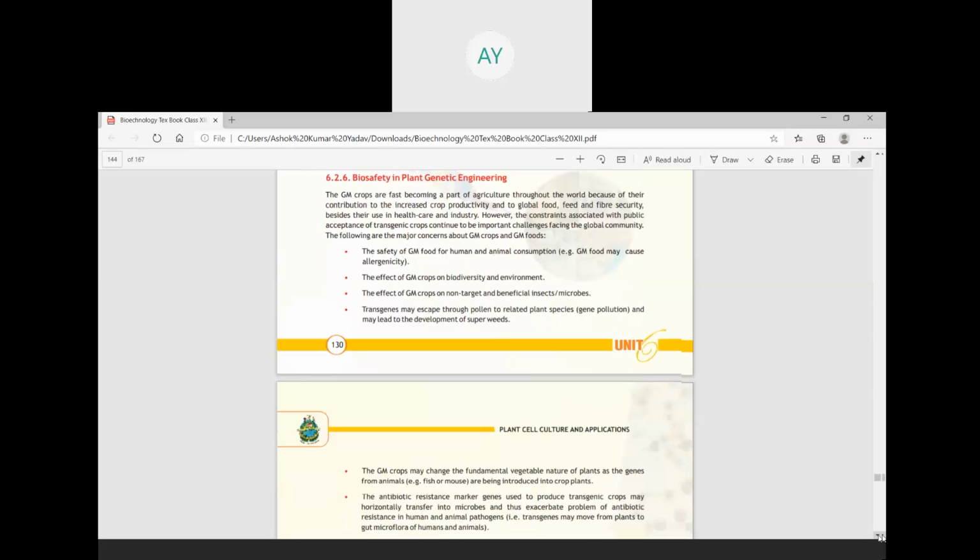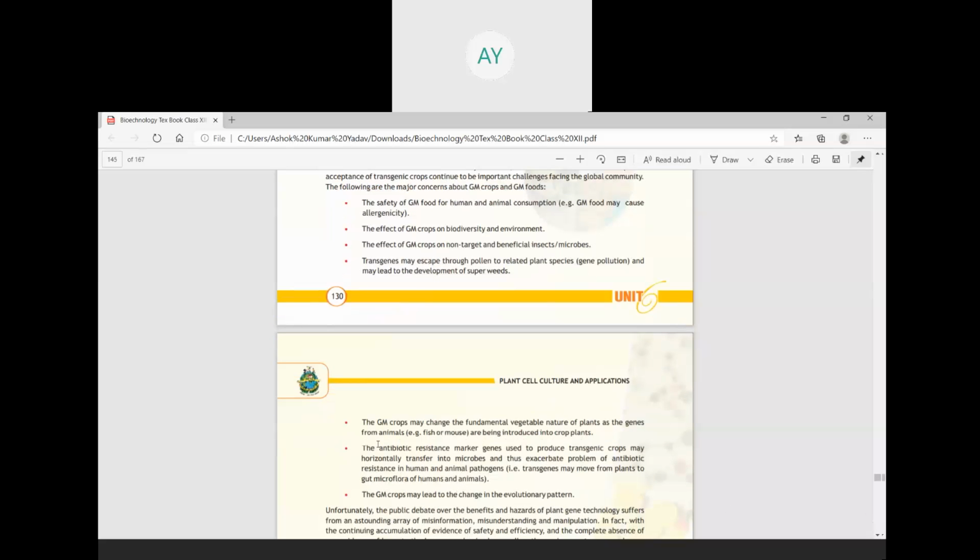And then we are changing the nature of the vegetable, that is, transfer of the gene from animals and from the fish or from the mice. So it is not ethical for the vegetarian, for the society. So this is the concept we should consider. Next, development of antibiotic resistant genes in the microbes due to transfer of genes from transgenic crop into microbes. So there is no effect of antibiotics on killing those microbes if they are affecting the human body. So these are the concepts.